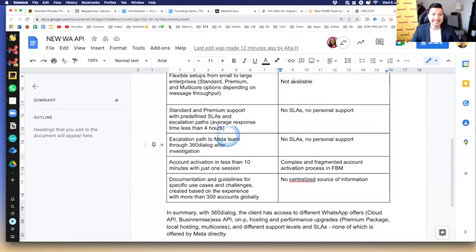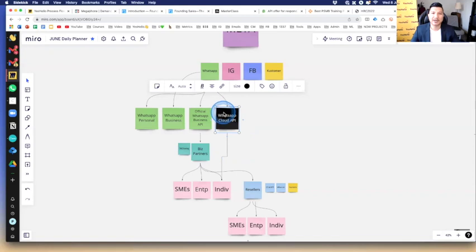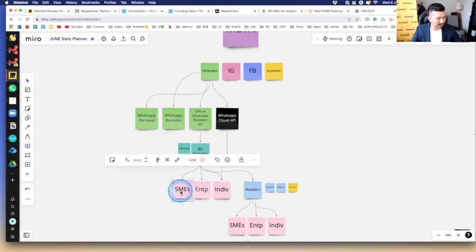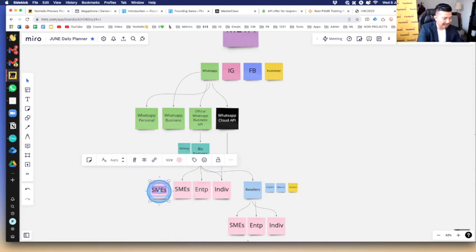Standard and premium support with predefined service level agreements and escalation paths. Average response time less than 4 hours, right? So this is what you get. No SLAs, no personal support, because WhatsApp does not have the manpower to support all these enterprises. You know how many SMEs, enterprises, individuals that use their products? We're talking in the hundreds of millions, right? Hundreds of millions of these people are using, so they don't have enough support.